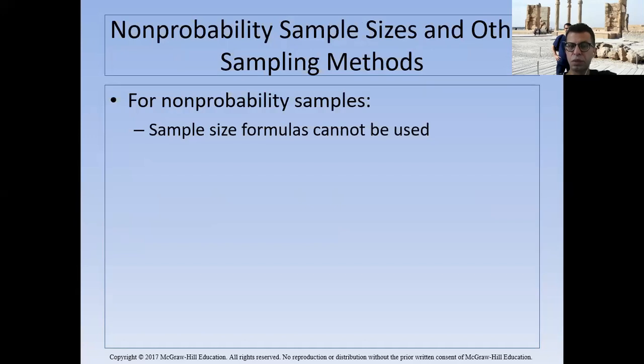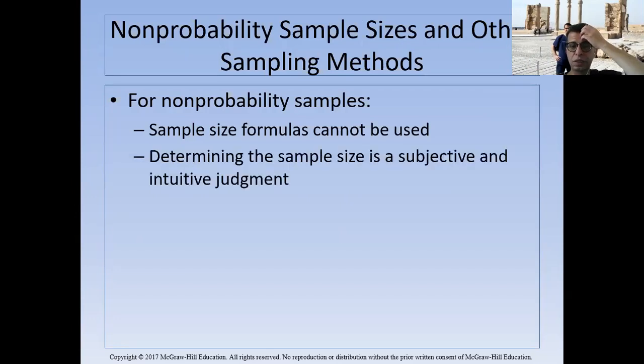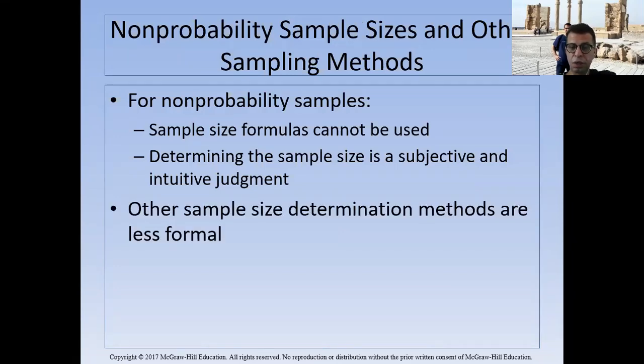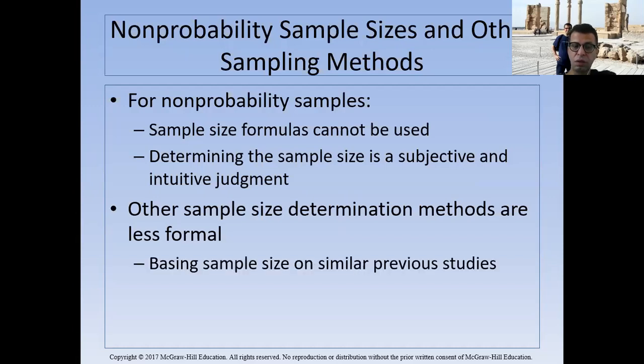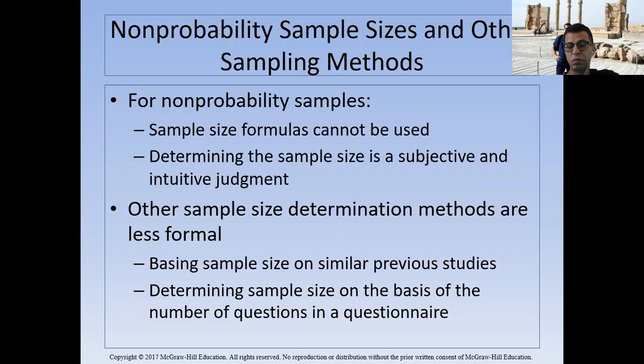For non-probability, there is no set chance, such as this person having a 1% chance of being selected out of the 100%. We don't care about the chance, and determining the size is subjective and according to our judgment. Another sample size determination method is less formal, and is based on the sample size of similar previous studies that you have done. So last time you did 1,000, a new study shows up, you maybe do another 1,000.